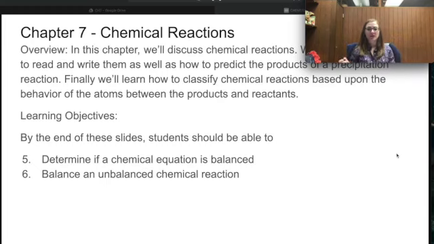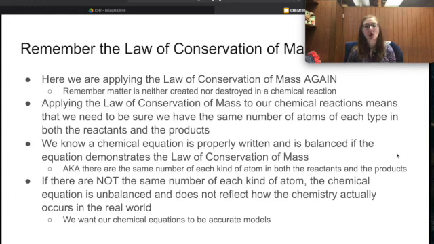Okay, so in this video, we're going to talk a bit about how to determine if a chemical equation is actually balanced. So, remember the law of conservation of mass. Again, hello, welcome back. Law of conservation of mass. Still using it. So remember, matter is neither created nor destroyed in a chemical reaction.